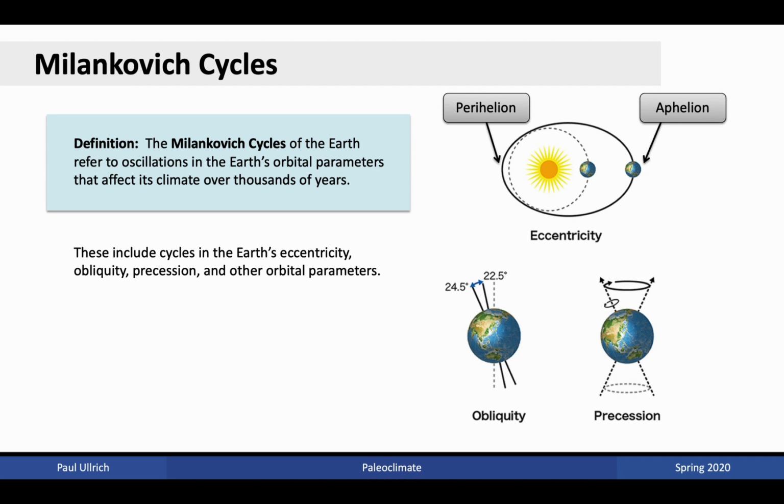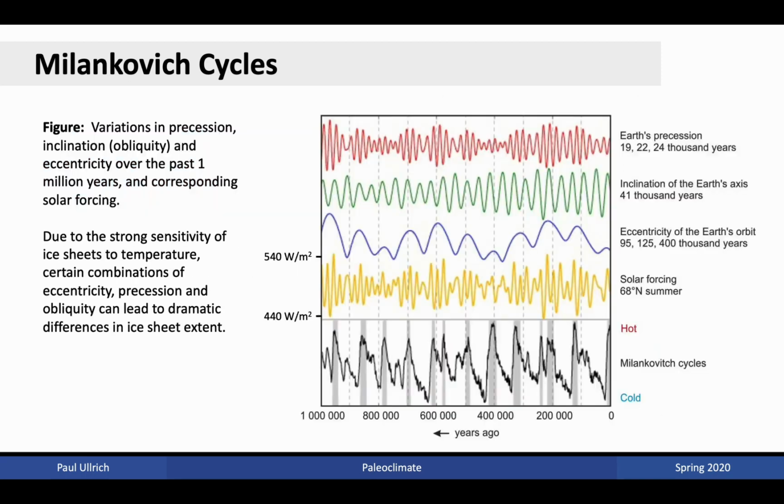Formally, these Milankovitch cycles refer to the oscillations in the Earth's orbital parameters that affect its climate over thousands of years. Again, they include the eccentricity, obliquity, precession, and other orbital parameters of the planet. In this plot, on the top three lines, we see the variations in precession, inclination, and eccentricity over the past million years. These combined then give variations in solar forcing.